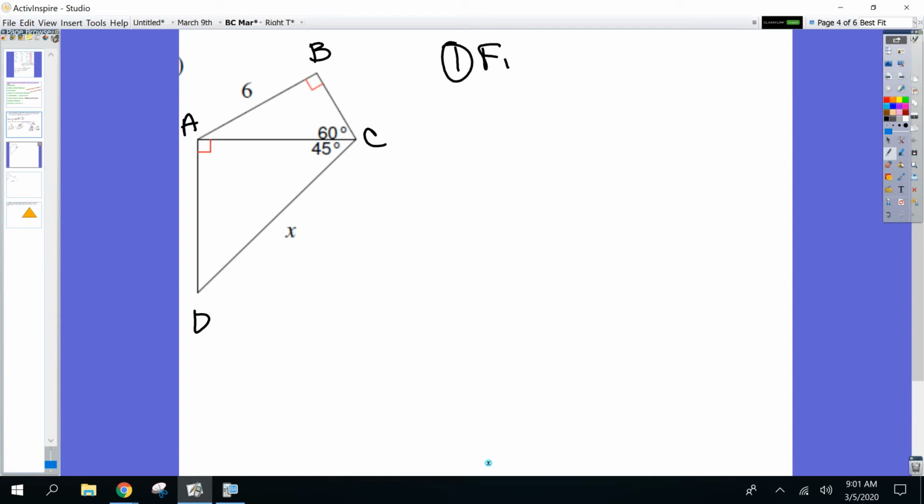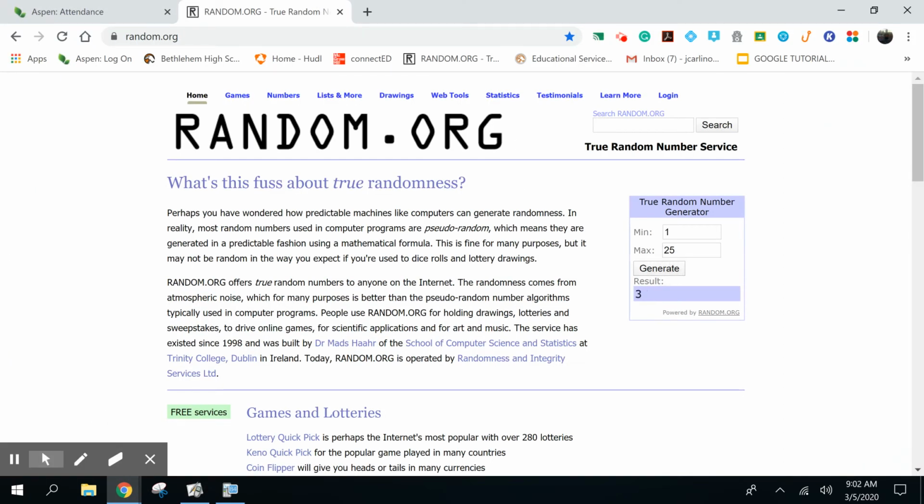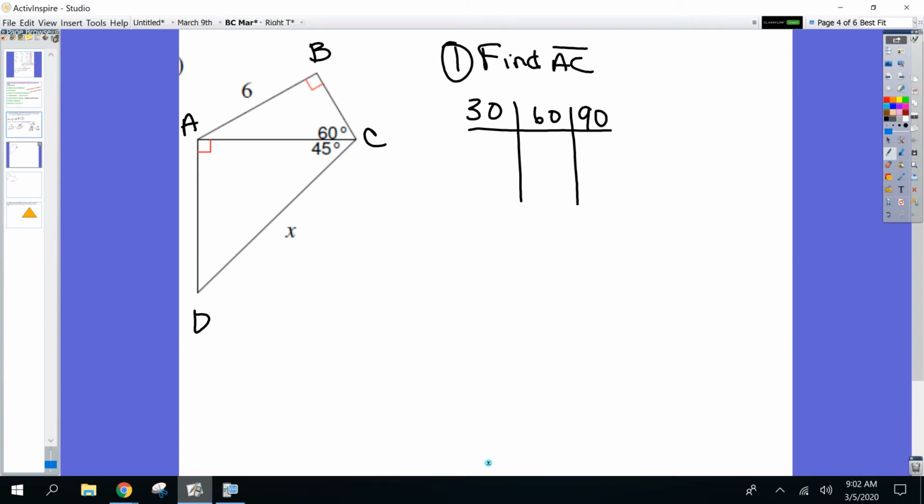So I'm going to find AC first. What type of triangle do I have on top? 30, 60, 90. Dust the cobwebs off. What are my rules? Just like we did yesterday. That's what I'm talking about, Charlotte. Good. Where's the 6 across from? Where's AC across from?